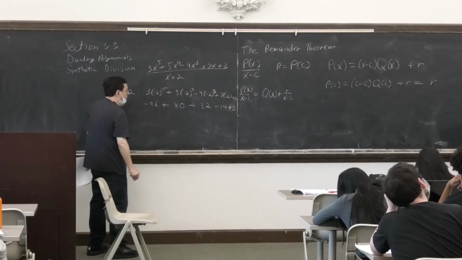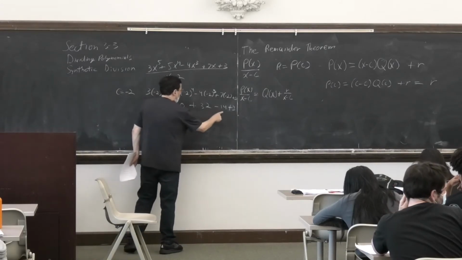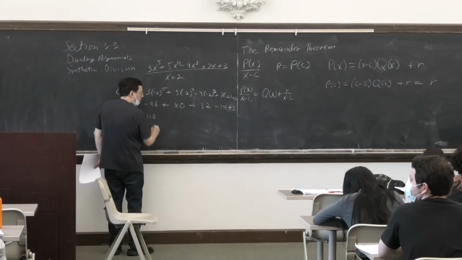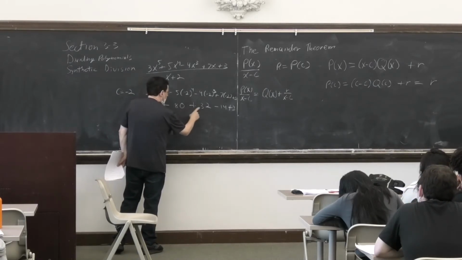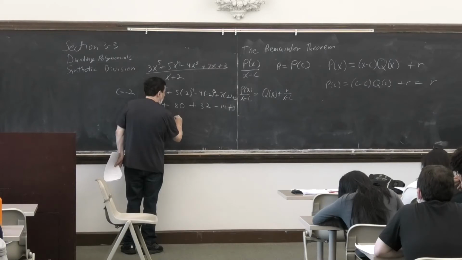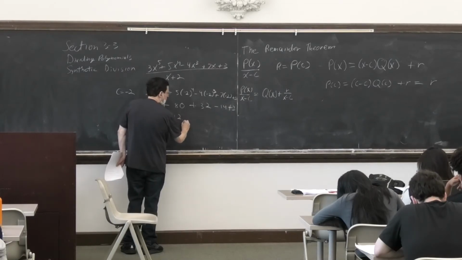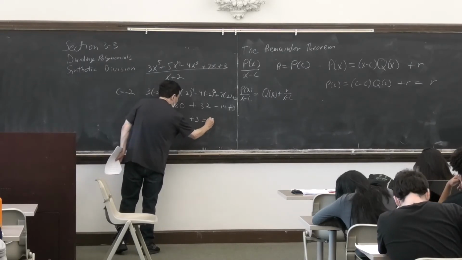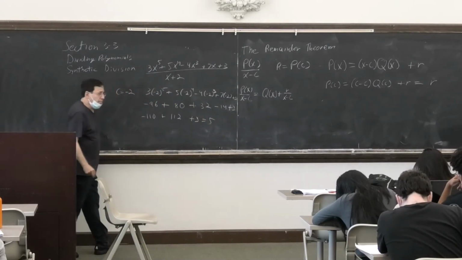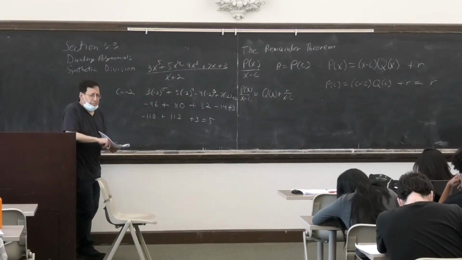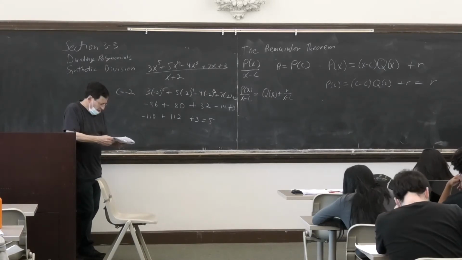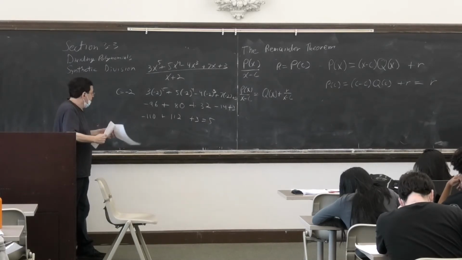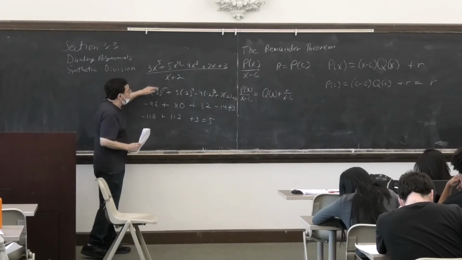All right, 96 minus 14, that's a convenient 110. 80 plus 32 is 112 plus 3. So this is just 2 plus 3, which is 5. That's the remainder we'll get, for sure.